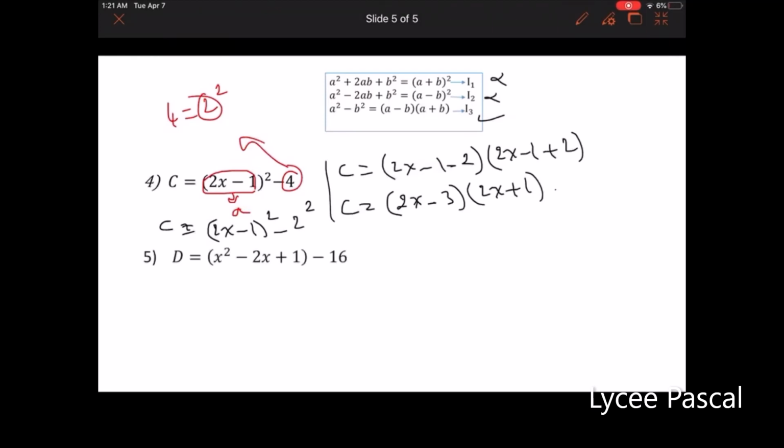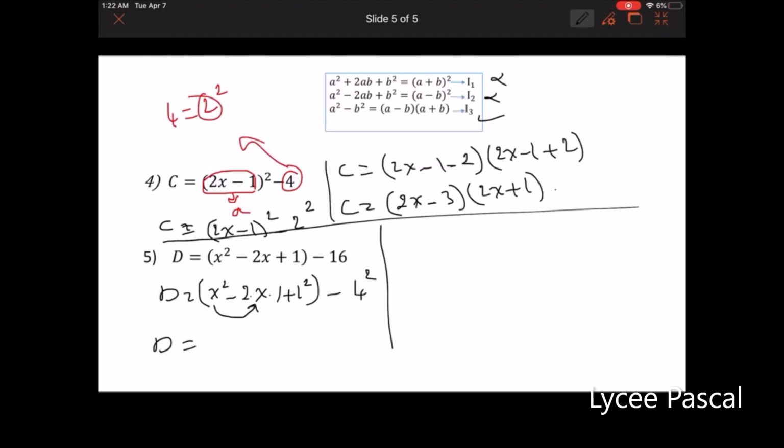We continue with part D. As you see inside the parentheses here, we have three terms. So we want to use an identity here also to factorize the three terms inside the parentheses. It's of the form A squared minus 2 times A times B, because here 1 we can write as 1 squared, so B is 1, plus 1 squared. Minus 16, we can write as 4 squared. So D equals A minus B, where A is x and B is 1. So it's of the form A squared minus 2AB plus B squared equals A minus B squared, minus 4 squared.